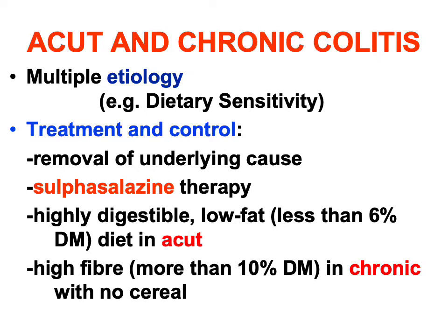As a dietary treatment, we use a highly digestible, low-fat diet, less than 6% of the diet in acute cases. This is a very low-fat diet if you compare to a normal, healthy dog pet food with at least 20% of crude fat. In chronic cases, we have to avoid cereal-based diet, and we use a high-fiber diet when the concentration of the diet is higher than 10% of the dry matter.